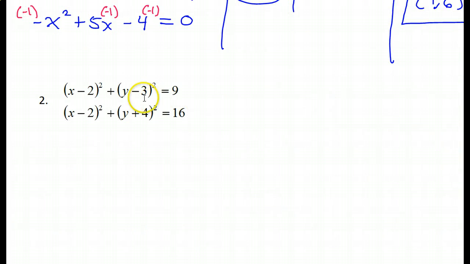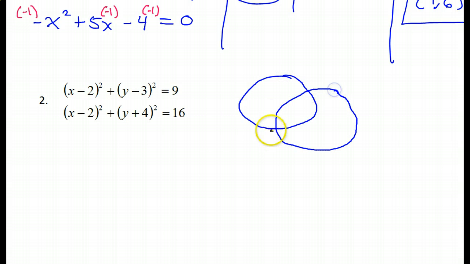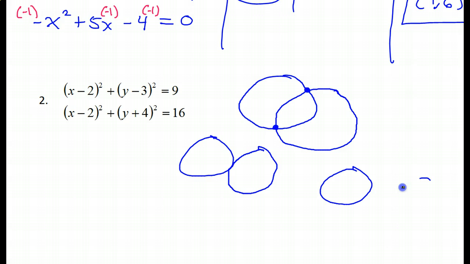All right, let's ask ourselves what kinds of shapes we're dealing with here. See how both the x and the y are squared? That's what happens when you're dealing with a circle. So what we have here are two circles. Perhaps they're intersecting, and it's possible that there will be 2 points of intersection. Of course, it might be just one, or it could be no solution. We'll have to find out.